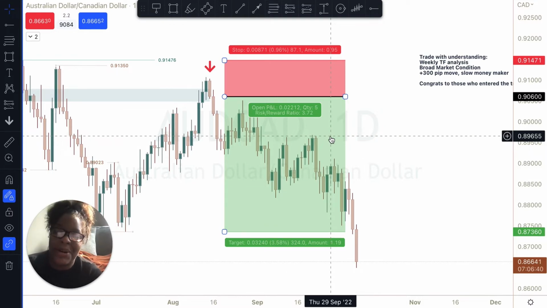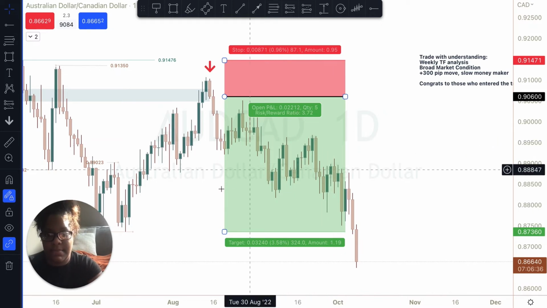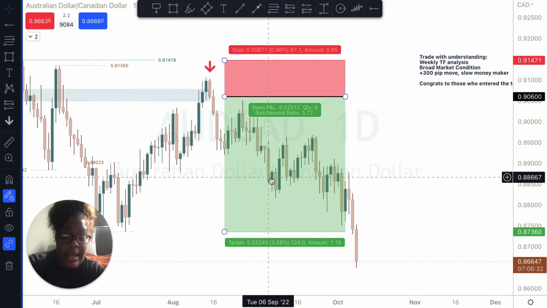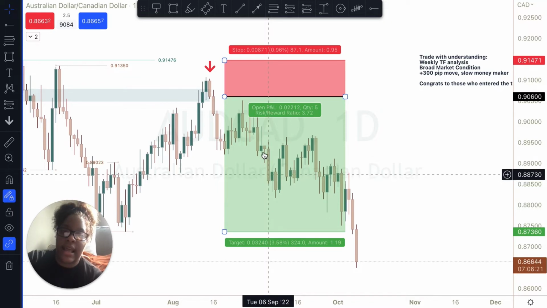We didn't know we were going to hold it more than a month, but that was okay because as long as it's in profit, it's making us money. So when price got around this area, around 88.6, 88.5, I said, okay, let's move the trade to break even. There's no reason for us to sit here and worry about the trade. We're just going to let it run. And that's exactly what we did.